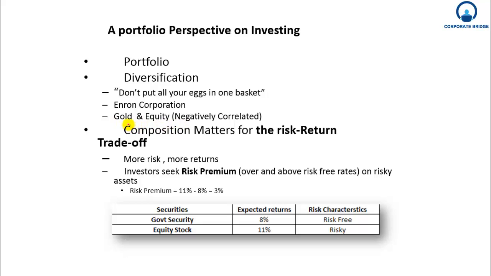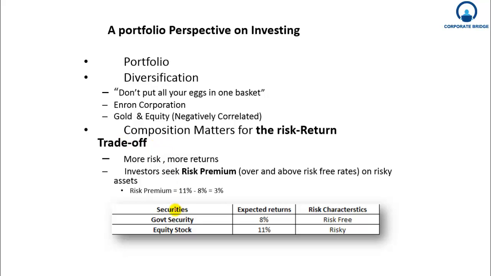And if you have invested your funds in such a way that 50% in gold and 50% in equity, then even though value of one asset started losing, the value of other asset was growing, you would have maintained a balanced portfolio. Composition matters for the risk return trade-off. This statement means that the investors are generally risk averse, and for taking extra risk they ask for extra returns.